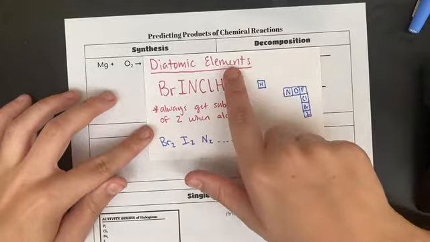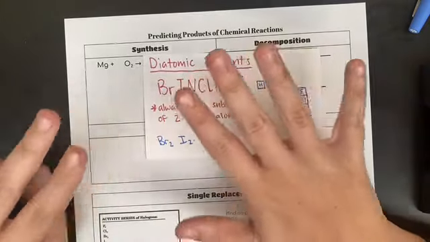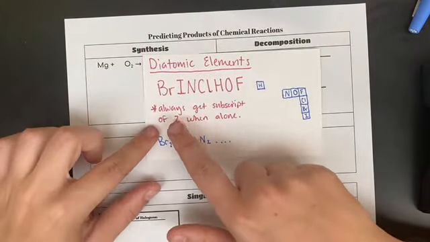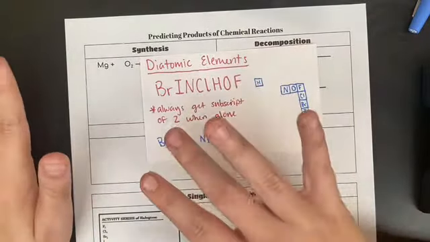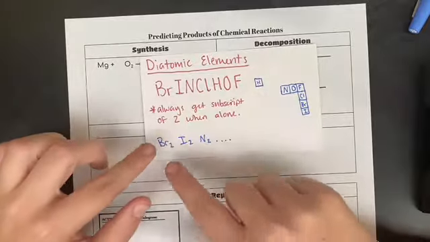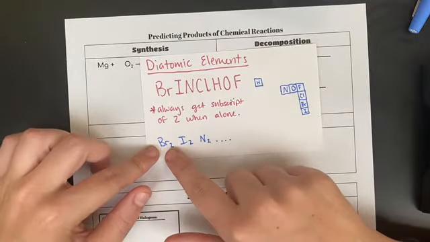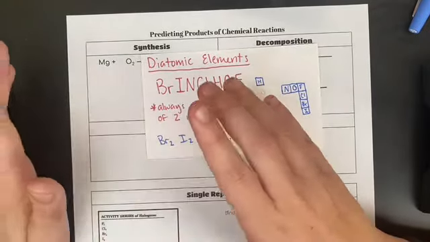Before we get started on that, I want to review something we've talked about before, which is the diatomic elements. So there's 7 elements on the periodic table that will always get the subscript 2, and that's because they do not exist in nature by themselves. They either have to be partnered up or they have to have a bond.